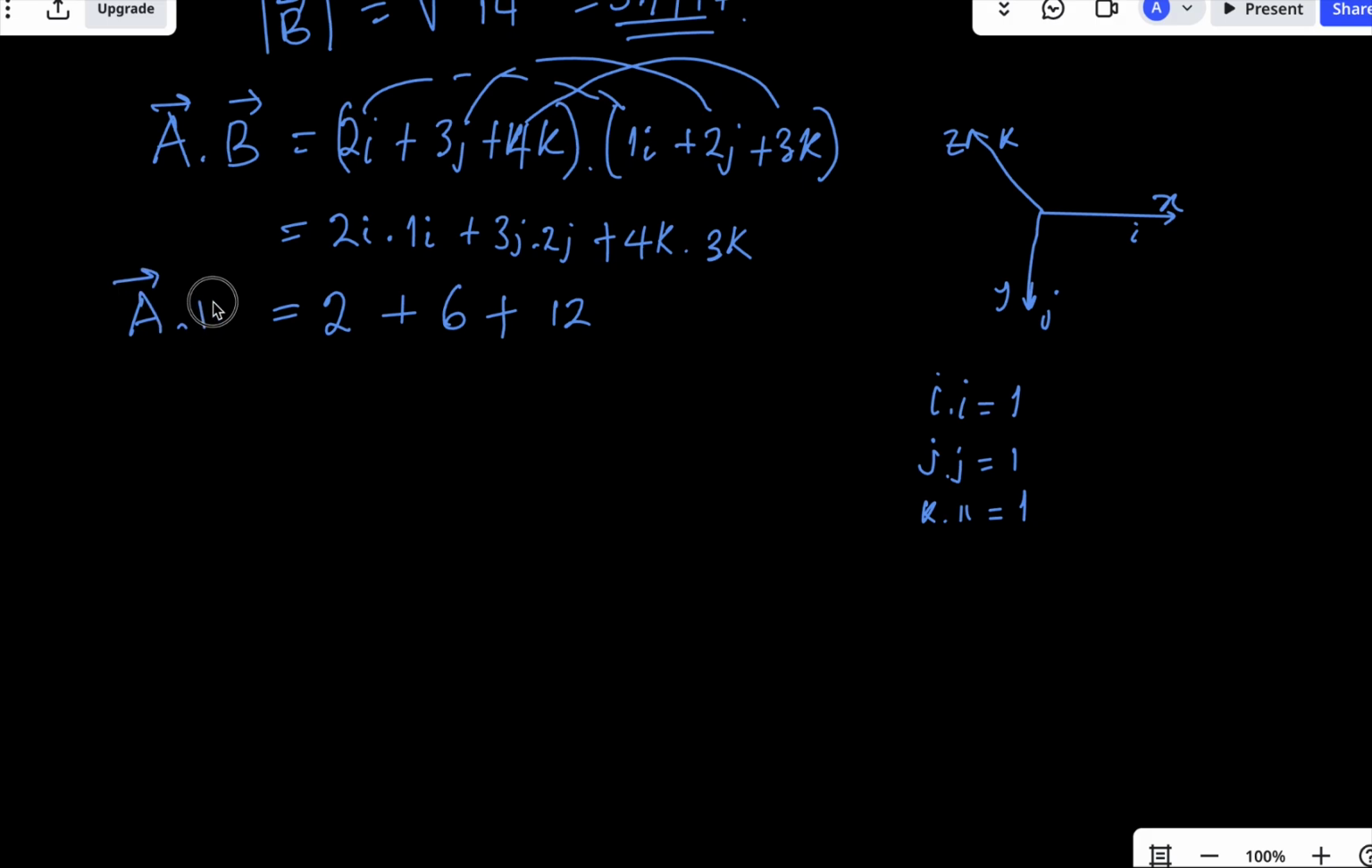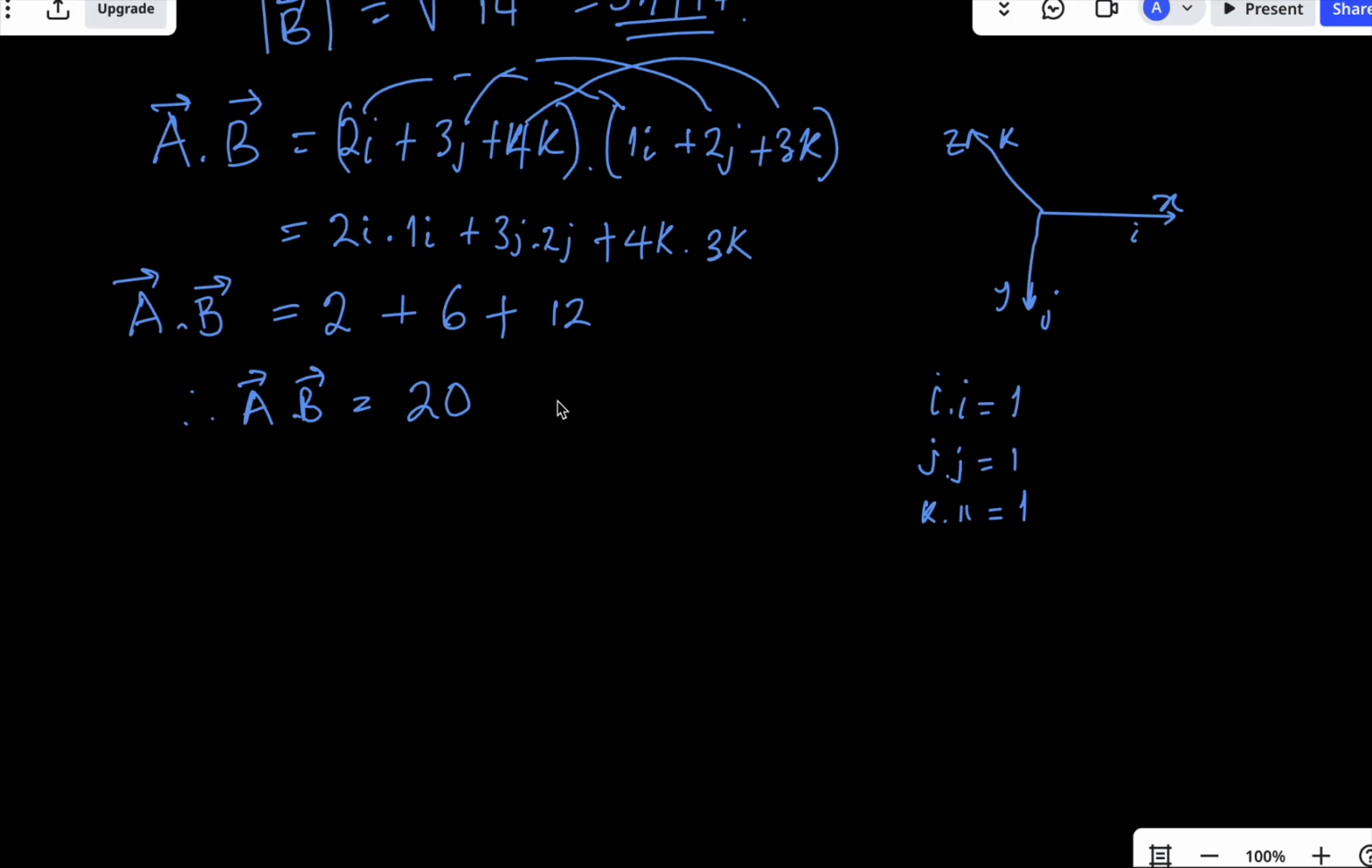Remember, the dot product of vectors A and B: we add everything and that is the answer. 2 plus 6 gives us 8. 8 plus 12 gives us 20. So the answer we get is 20.